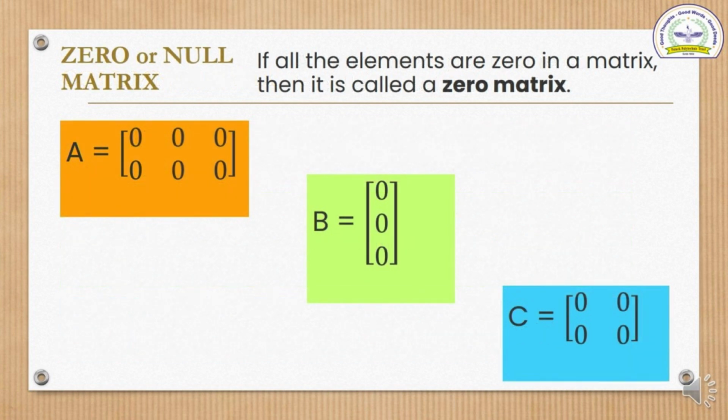Zero matrix or null matrix. If all the elements are zero in a matrix, then it is called a zero matrix and generally denoted by O. For example, the matrix A is a zero matrix of order 2 by 3.